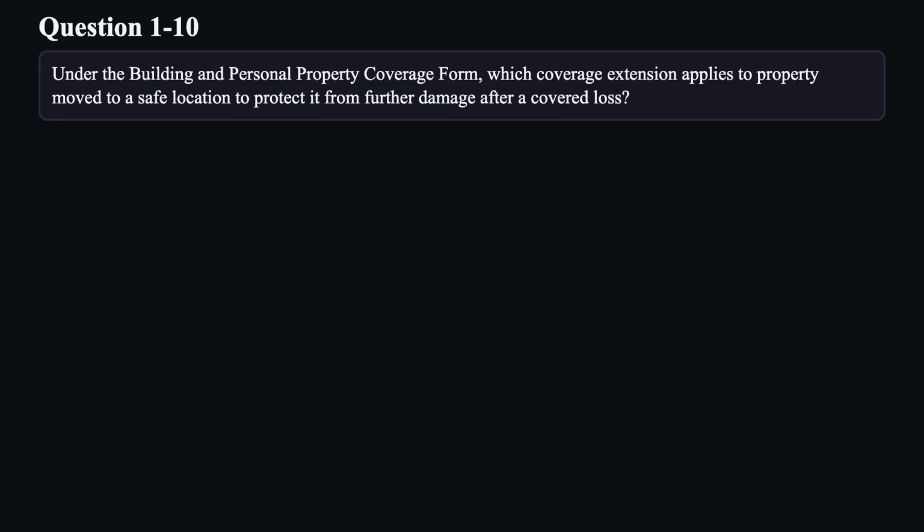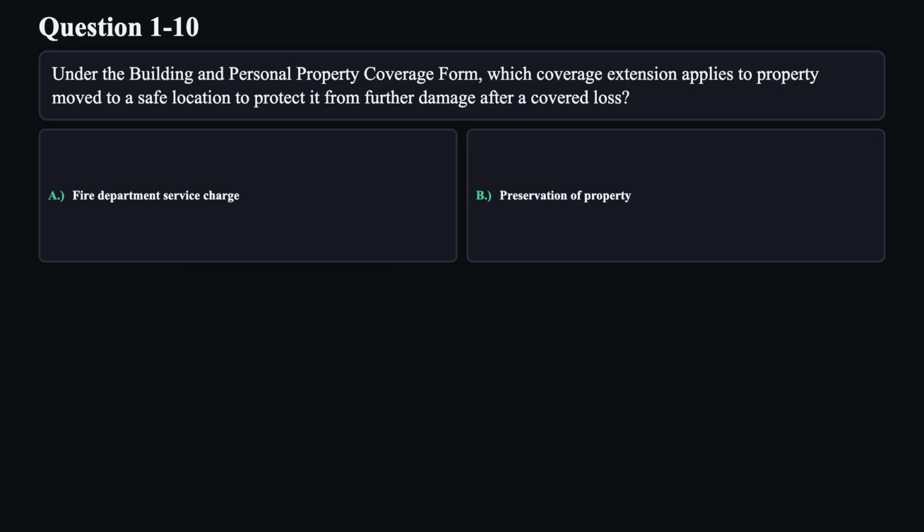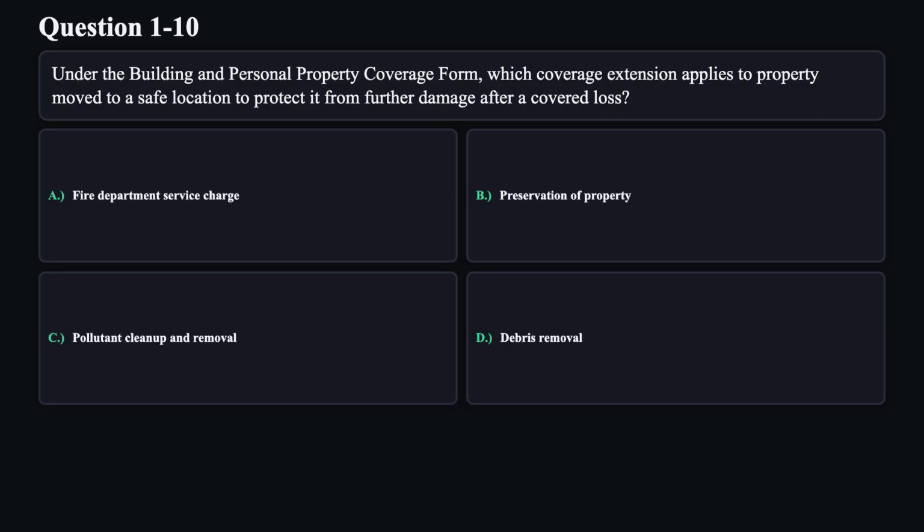Question 10. Under the building and personal property coverage form, which coverage extension applies to property moved to a safe location to protect it from further damage after a covered loss? A. Fire department service charge. B. Preservation of property. C. Pollutant cleanup and removal. D. Debris removal.